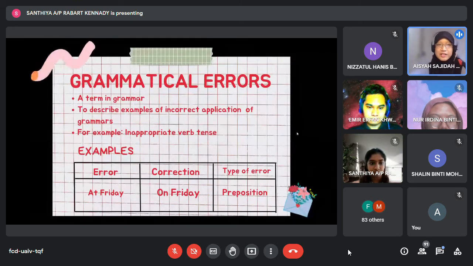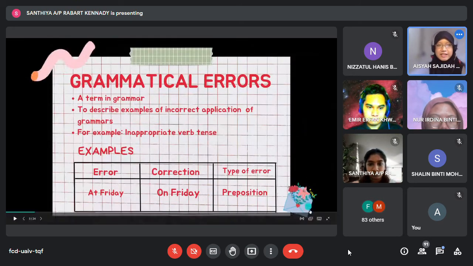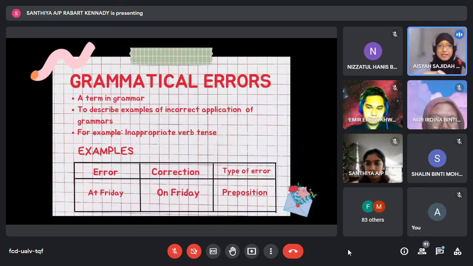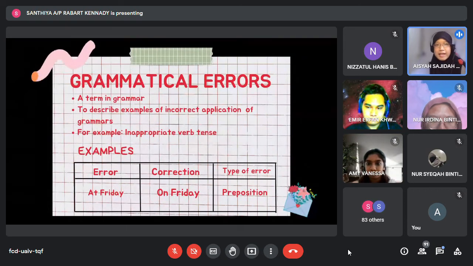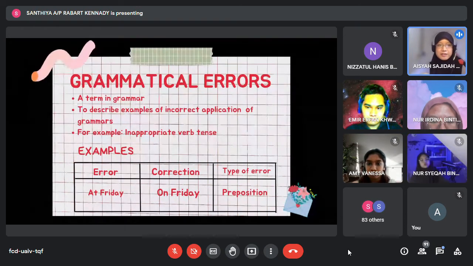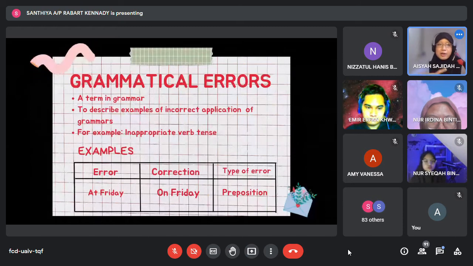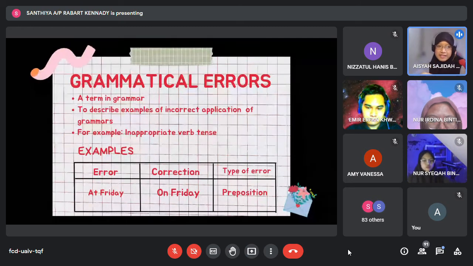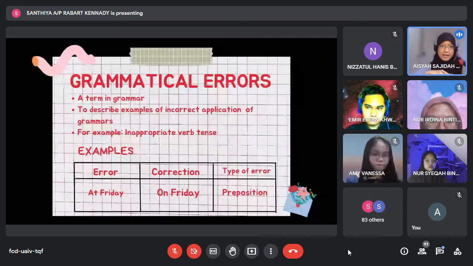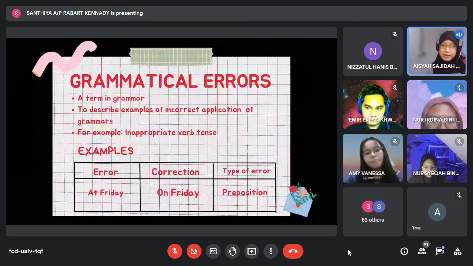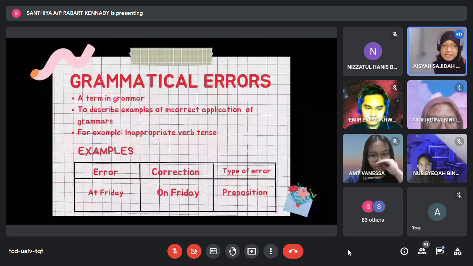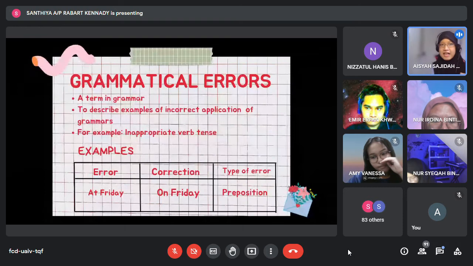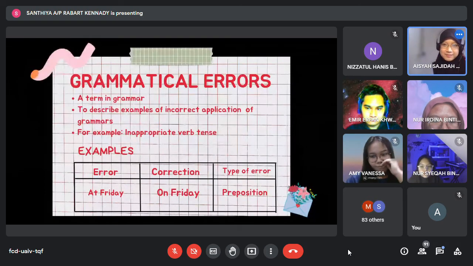Okay, so what are grammatical errors actually? There is a term in grammar, and they are used to describe examples of incorrect application of grammar. For example, inappropriate verb tense. So I have put one example of grammatical errors here. The error would be at Friday, and the correction should be on Friday. The type of error here is preposition. So that is how grammatical errors are used. Next slide, please.